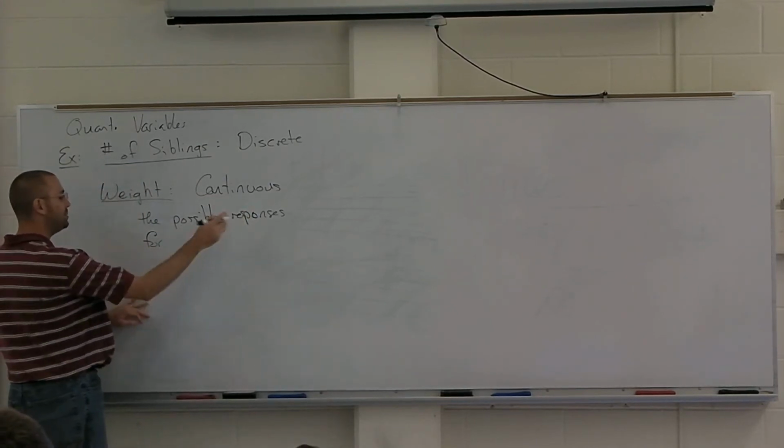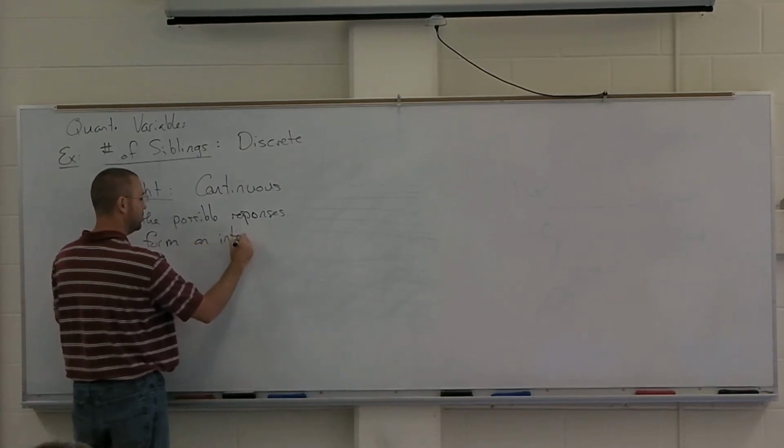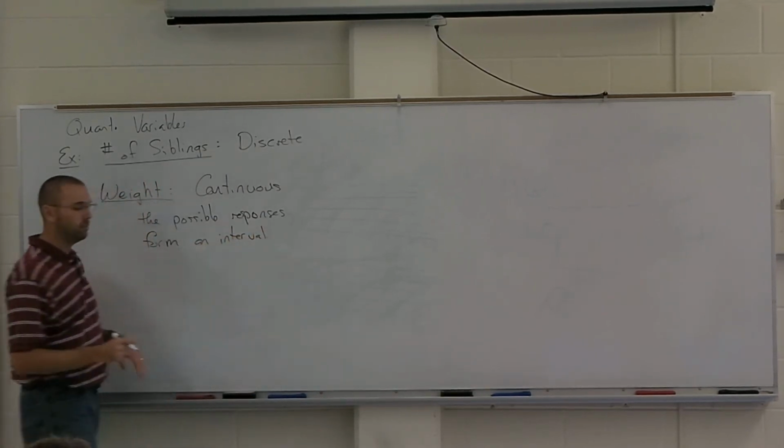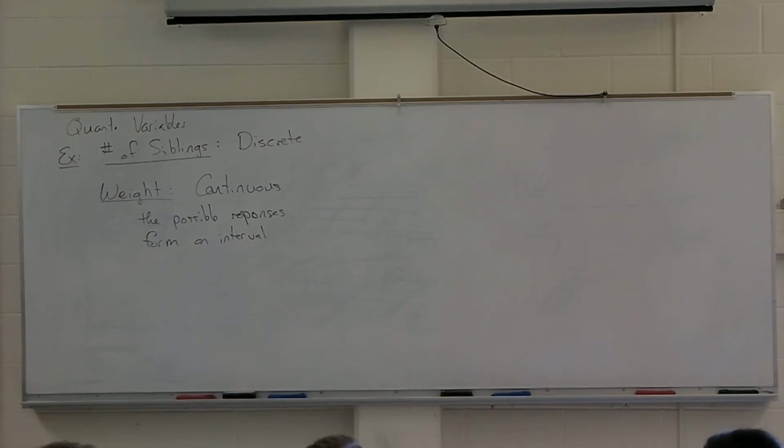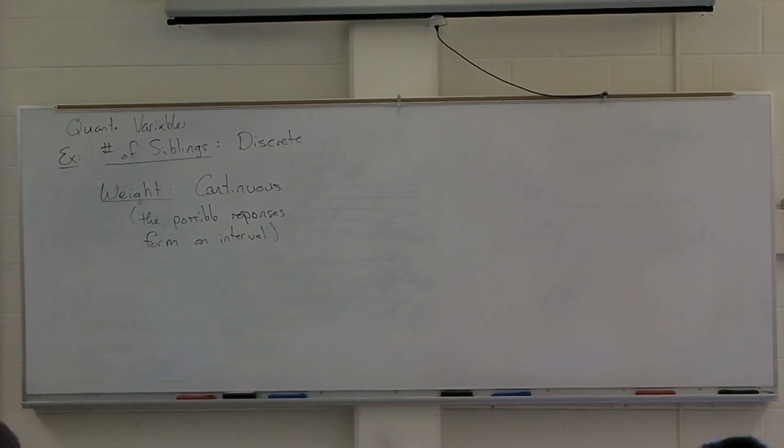The possible responses form an interval. Okay. Basically, as I said, between any two values, you can find another one. And then if you find that, you can find another one between that and any of the other ones you have. Okay. So that's what a continuous quantitative variable is.